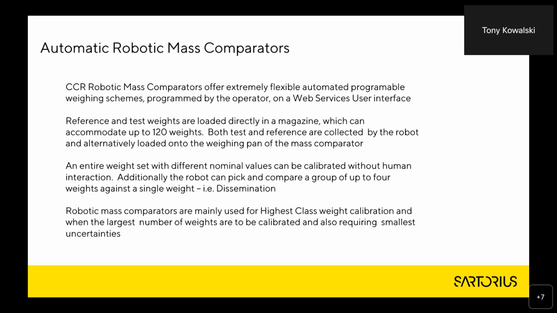Dissemination is also a feature for robotic or the carousel-based mass comparators, where you're comparing a series of weights against single weights. It's much easier once the weights are loaded in position for the automatic or the robotic systems to handle a group of weights than it is for lab technicians to try and load and reload in the same position 4 different weights.